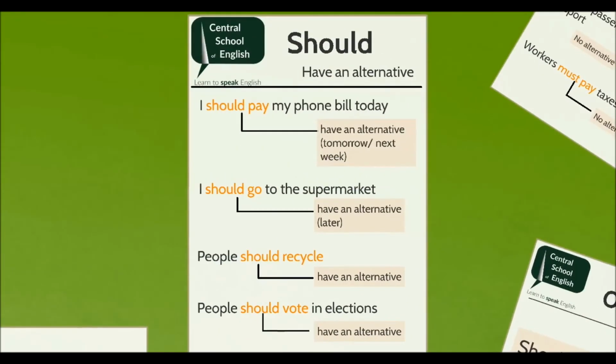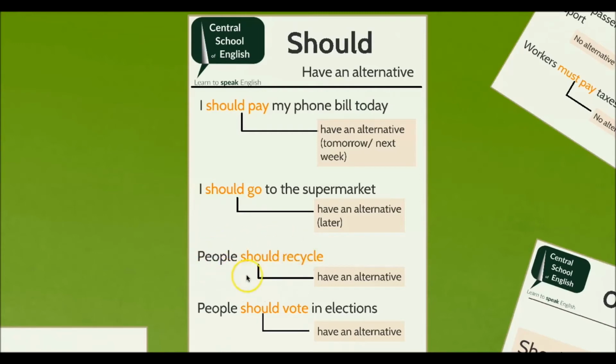Let's look at how to use should to communicate an obligation. For example, we may say, I should pay my phone bill today. In this sentence, the speaker has an obligation to pay their phone bill. However, the speaker also has the alternative of paying the bill tomorrow or next week. To say, I should go to the supermarket, means that the speaker has an obligation to go to the supermarket. However, the speaker also has the alternative of going to the supermarket at a later time.